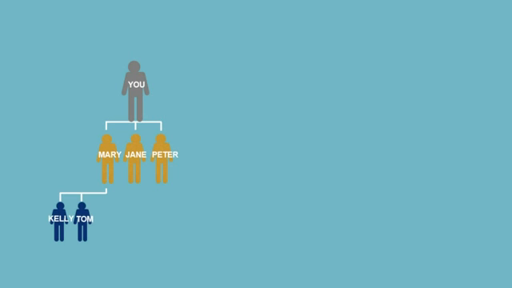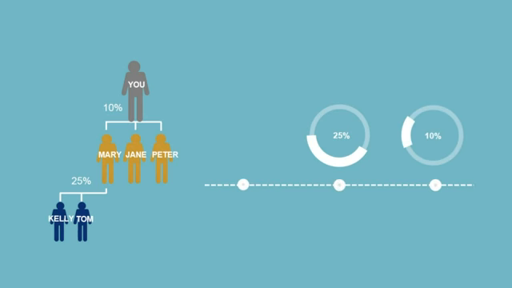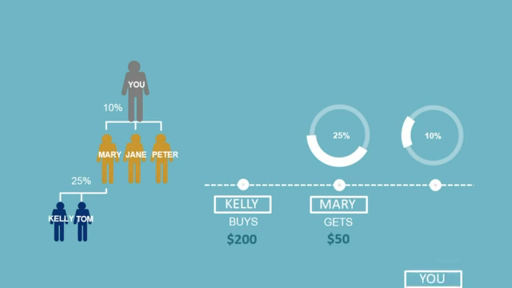Similarly, Mary earns 25% of Kelly's and Tom's purchases. Since you enrolled Mary, you get to enjoy rewards from Mary's efforts too. You get 10% of Kelly's and Tom's purchases. So, if Kelly buys $200 worth of products, Mary earns 25% of $200, which is $50, whereas you earn $20.